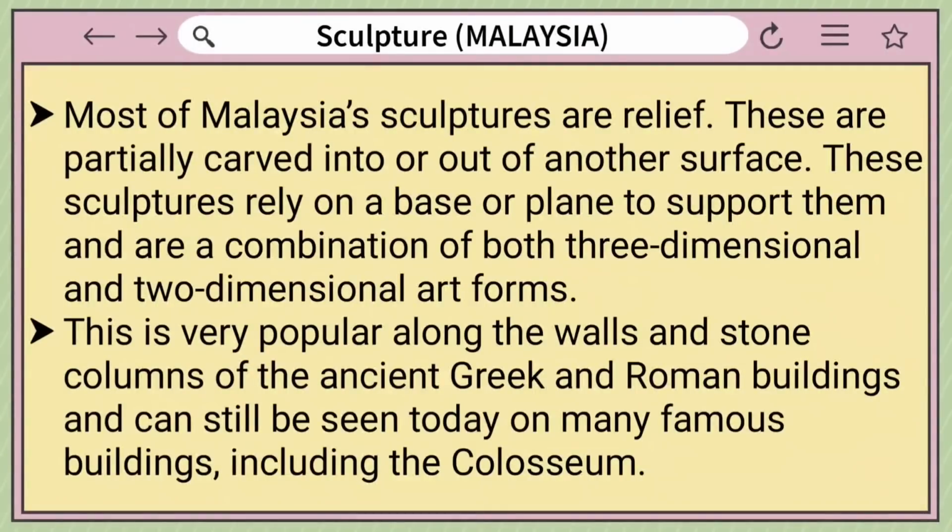Now let's go to the sculpture of Malaysia. Most of Malaysia's sculpture are relief. These are partially carved into or out of another surface. These sculptures rely on a base or plane to support them and are a combination of both three-dimensional and two-dimensional art forms. This is very popular along the walls and stone columns of the ancient Greek and Roman buildings and can still be seen today on many famous buildings, including the Colosseum.